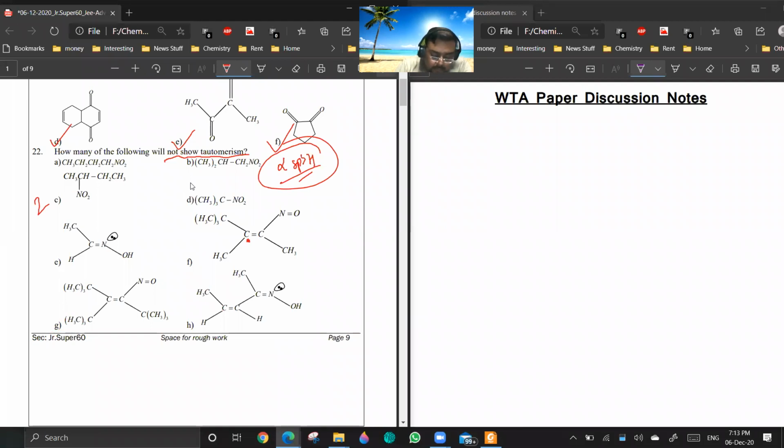Let me check. Okay. See, G will be there because at the alpha sp3 carbon there is no hydrogen. These are beige, alpha sp3 carbon to the conjugated system. Here, at the alpha sp3 carbon, these two are having hydrogen, so here tautomerism will be possible. D, yes, in D also it is. So the answer should be D and G only.